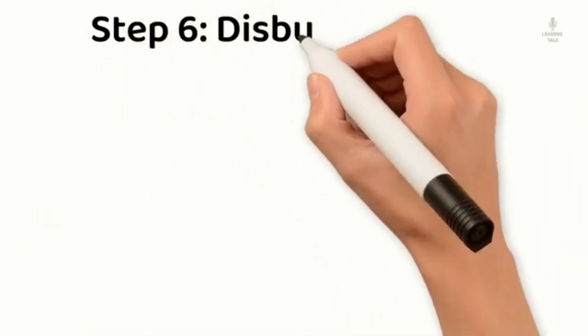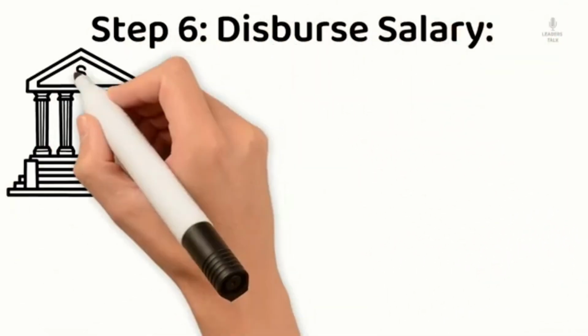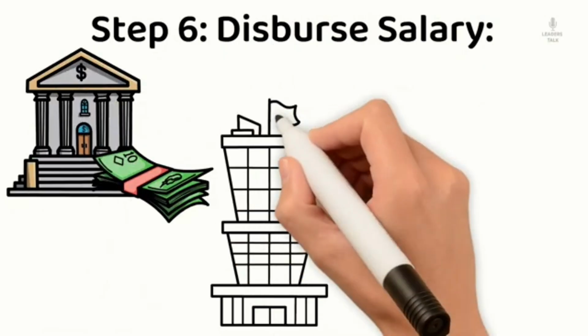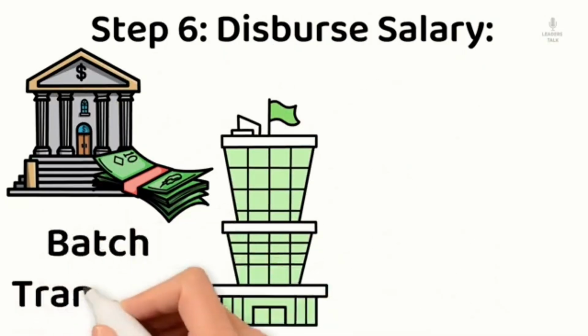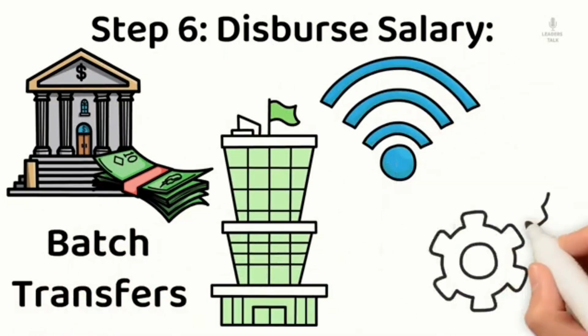Step 6, disperse salary. Transfer net pay to employee bank accounts. Most companies use batch transfers via online banking or integrated payroll systems.